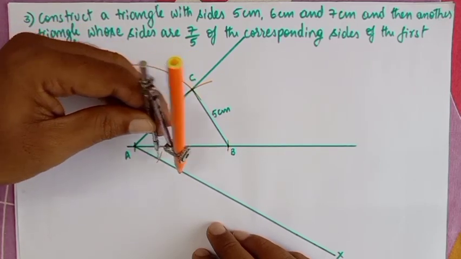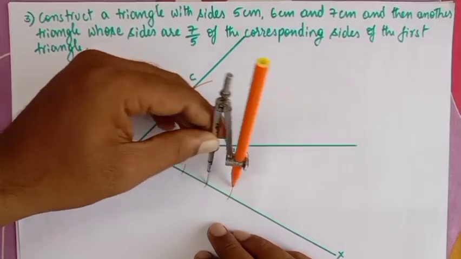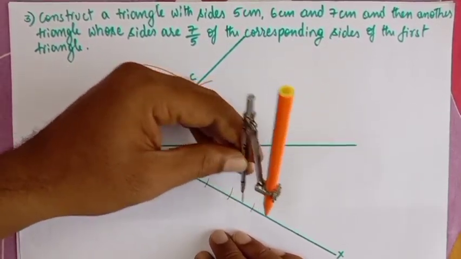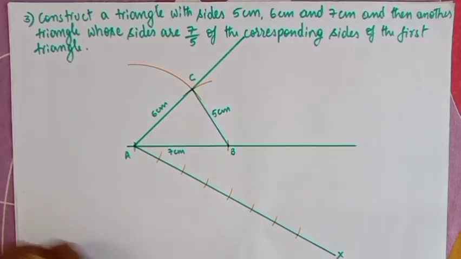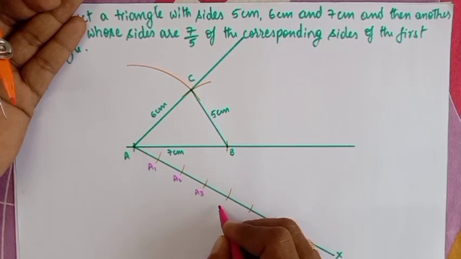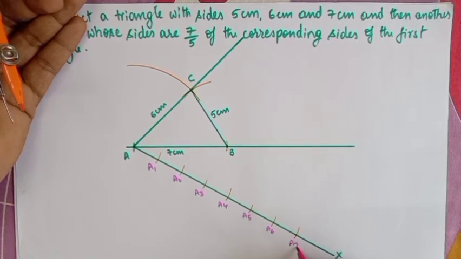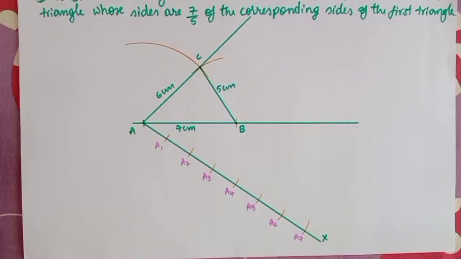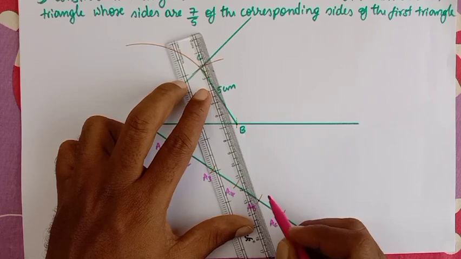1, 2, 3, 4, 5, 6, 7. And I will be naming it as A1, A2, A3, A4, A5, A6, A7. And the next step is, now we have to join A5 with B. A5 with B.